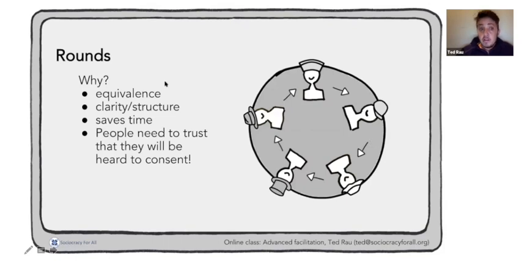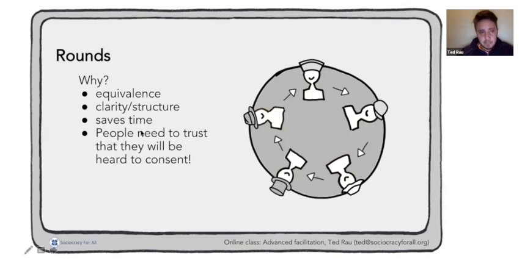Why do we do that? Because it's a practice of equivalence. If we want to hear everybody, we actually have to hear everybody. And that's a very easy way of doing it. It also creates clarity and sort of a structure of this. It's like a dance that has a certain rhythm to it. You started a round and you just go through your rounds and everybody knows it's happening, and it becomes very flowy in a way.